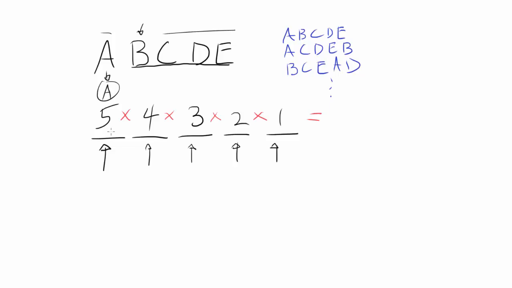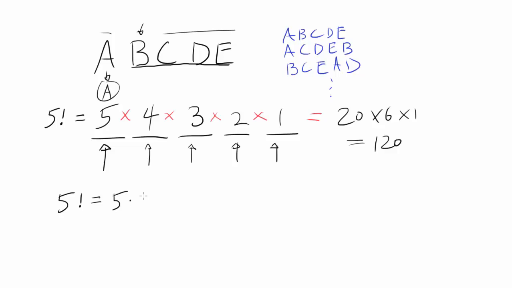And how many arrangements do we get? We have 5 times 4, which is 20, times 3, which is 60, times 2, which is 120, times 1, which is 120 ways to arrange 5 people in a line. And we have a special name for the number of ways to arrange n people in a line, and that's factorial. We call this 5 factorial. 5 factorial is just a number.